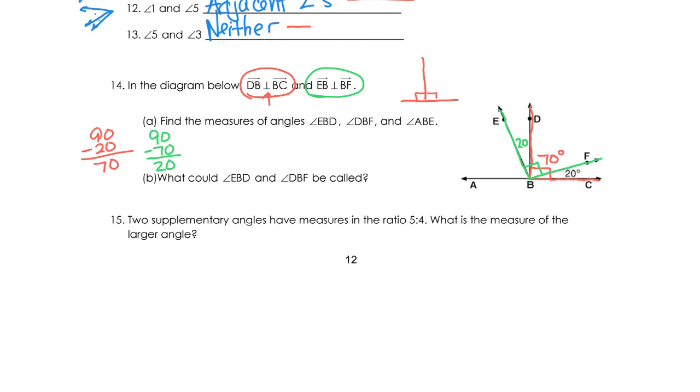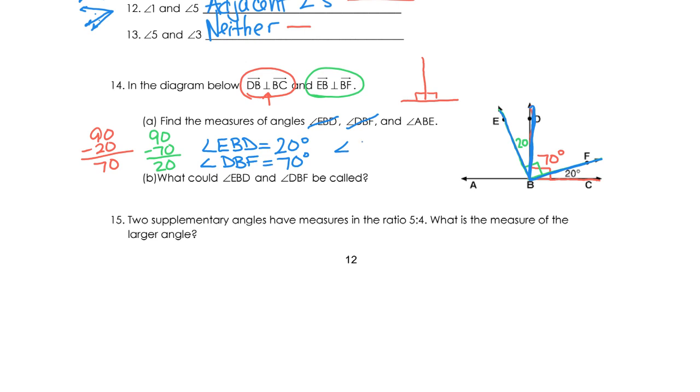Okay. So in part A, it says find the measures of angle EBD. So angle EBD. If I find angle E to B to D, that's that 20-degree angle that we just found. Okay. They also want us to find angle DBF. So if I trace over D to B to F, that's that 70-degree angle that we found.